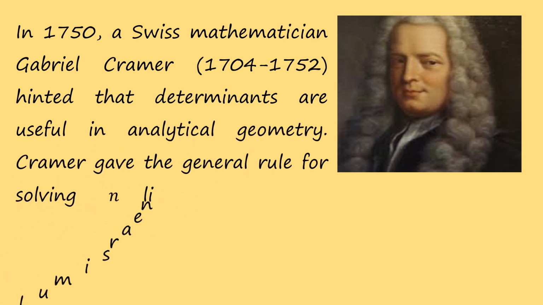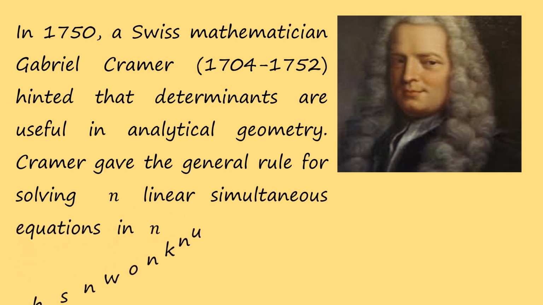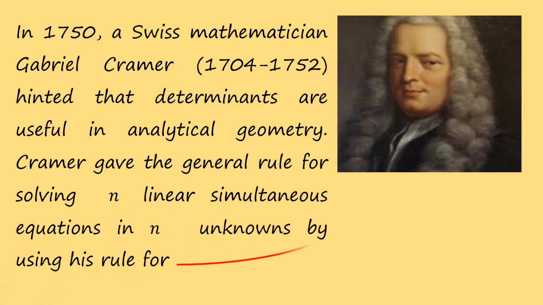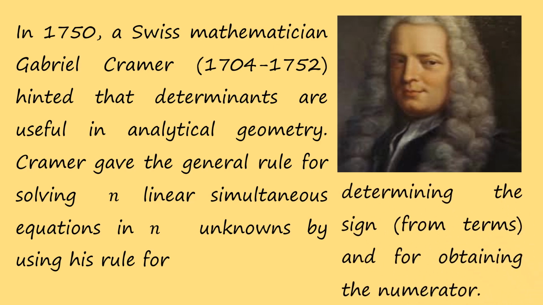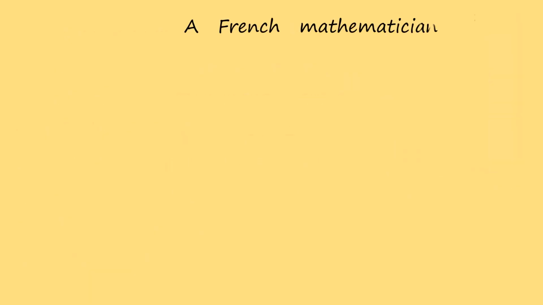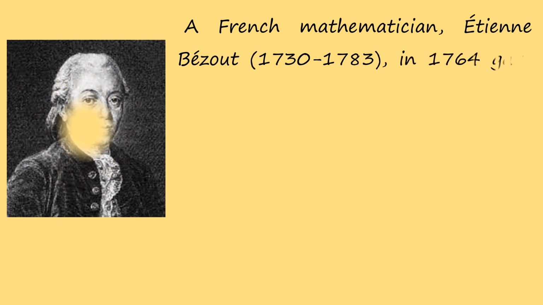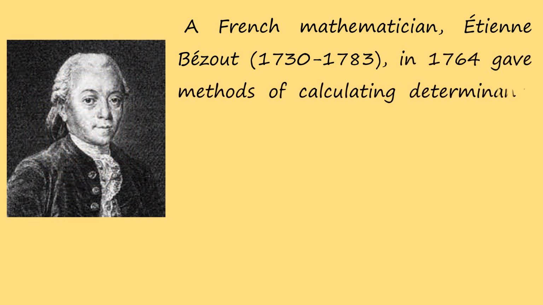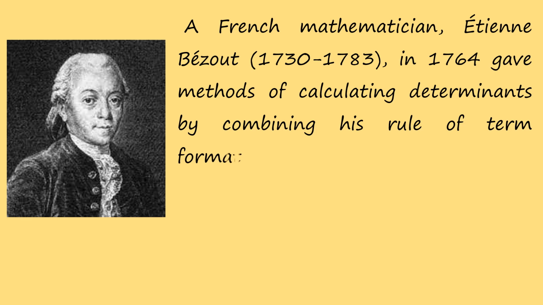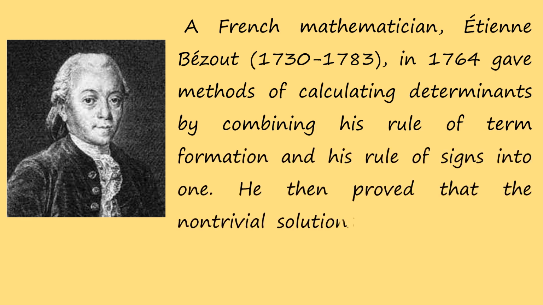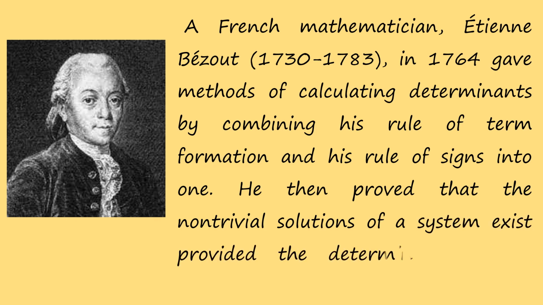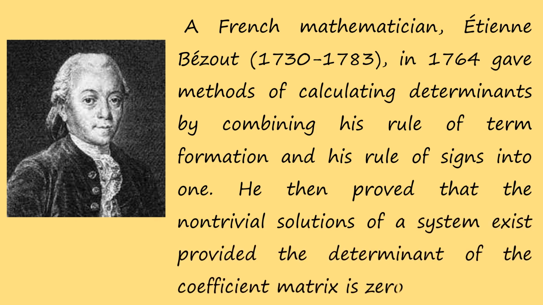Cramer gave the general rule for solving n linear simultaneous equations in n unknowns by using his rule for determining the sign of terms and for obtaining numerators. A French mathematician, Etienne Bezout, in 1764 gave methods of calculating determinants by combining his rule of term formation and his rule of signs into one. He then proved that a non-trivial solution of a system exists provided the determinant of the coefficient matrix is 0.